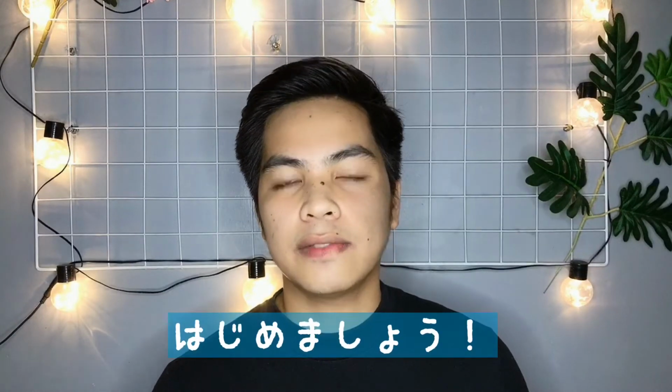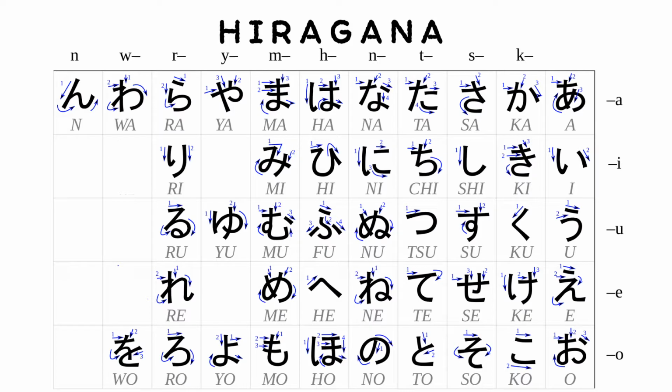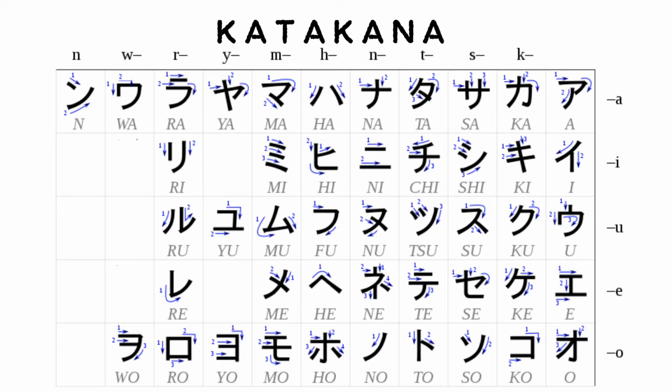So in this video, we will focus on learning to write and read hiragana. I will make another video on how to write the katakana characters. So without further ado, let's get to it. This is what the hiragana chart looks like. Remember that the hiragana chart and the katakana chart are arranged in the same order.